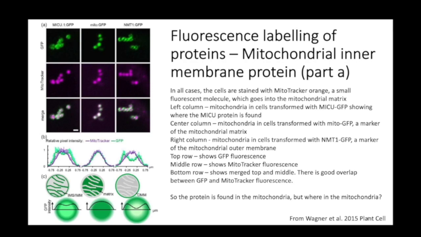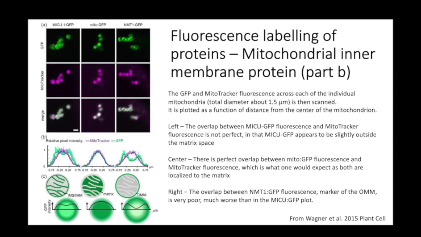But that was where we started. Where in the mitochondria? So we look at part B. The GFP and the mitotracker fluorescence is scanned across each of these individual mitochondria, diameter about 1.5 micrometers. And then in B, it is plotted as a distance from the center of the mitochondria. Each of these little almost circles.